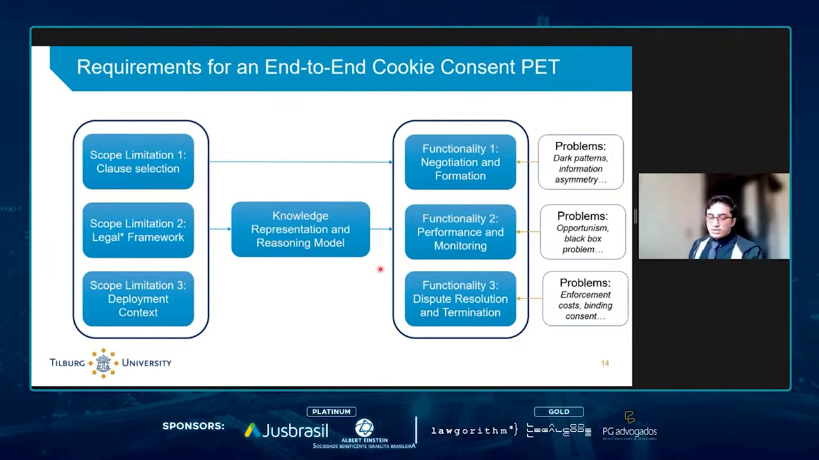So for CookieGlass, this is the IAB Transparency and Consent Framework. For Consentmatic, this is GDPR. The third is the deployment context: web browsers, Android phones, IoT devices.